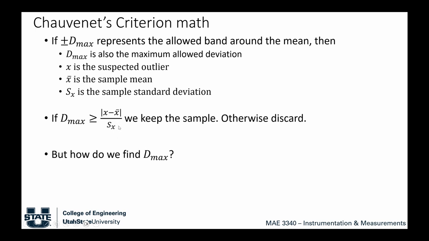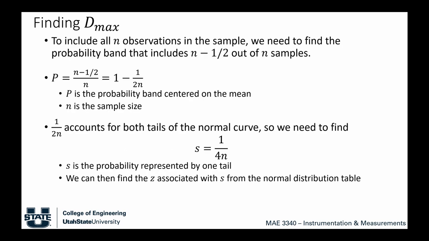And so if it falls outside of this equation here, we're going to discard that and say it's an outlier. So in order to find D max, we want to include all observations that we have in the sample that we pulled from the population. We need to find the probability band that includes n minus 1/2.